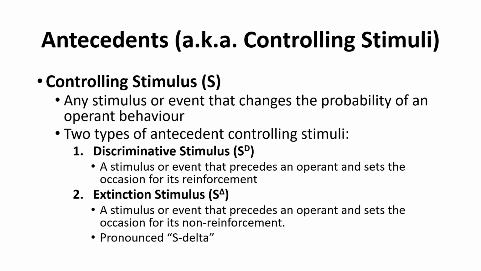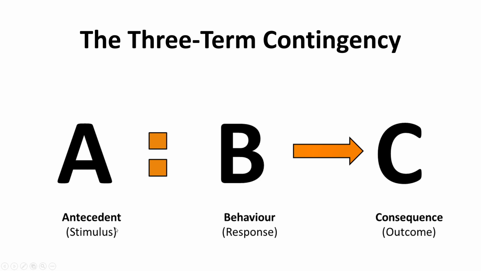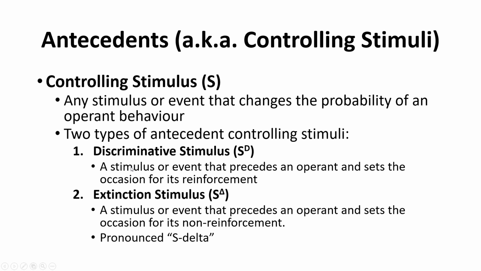Now we're going to be using the term antecedent and controlling stimulus pretty much interchangeably from here on out. So the symbol that we're using here is S from the stimulus part, because we have it listed here, antecedent or stimulus. So just don't be confused, the two terms are used interchangeably here. So when we're talking about a controlling stimulus, we're basically saying any stimulus or event that's changing the probability of an operant behavior occurring. And we have two types of these antecedent controlling stimuli.